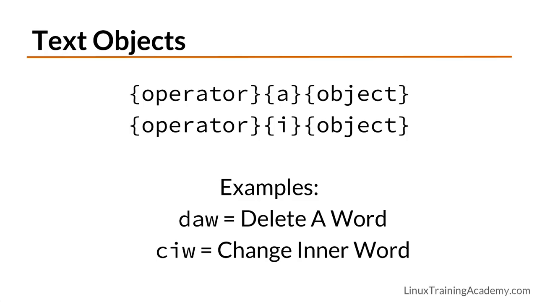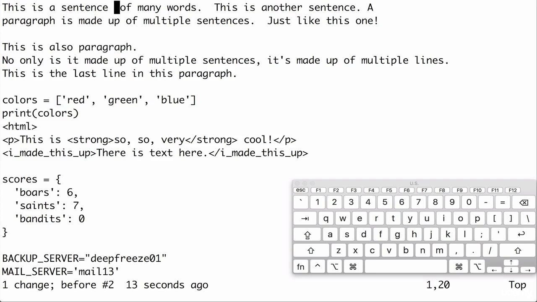The pattern you want to remember is this: operator followed by either an A or an I followed by an object. The A is just an A, as in a word or a word. Some people like to think of A as around because it includes the delimiter around the object. Other people like to think of the A as all. The I stands for inner and doesn't include the object delimiter. Let's undo that last delete with U.